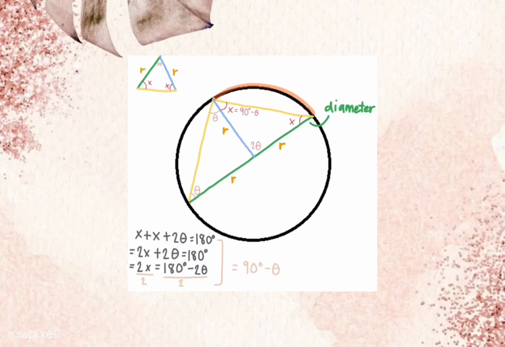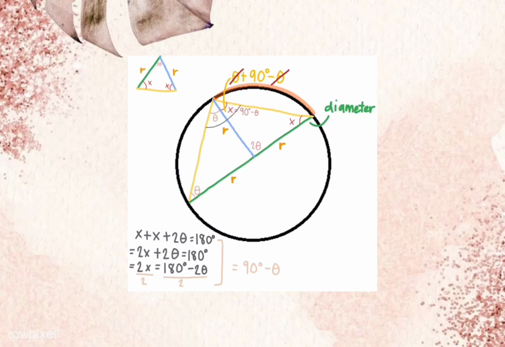So what is this whole angle right over here? It will be theta plus 90 degrees minus theta. Now we're going to cancel out the theta, so 90 degrees will be left behind.